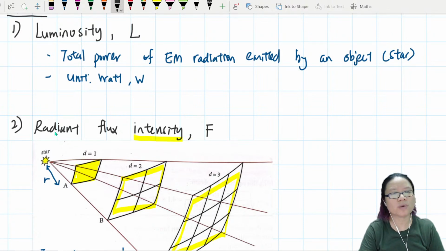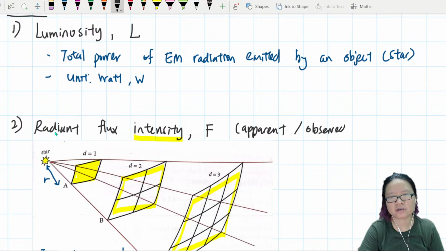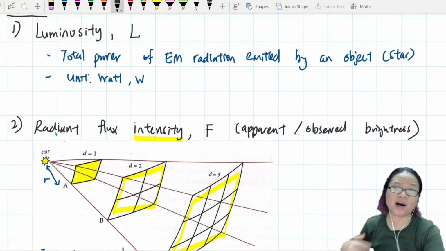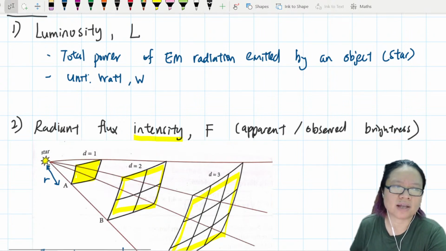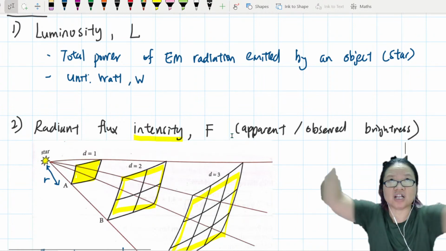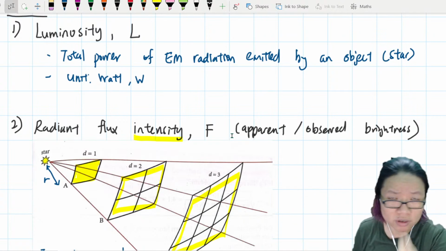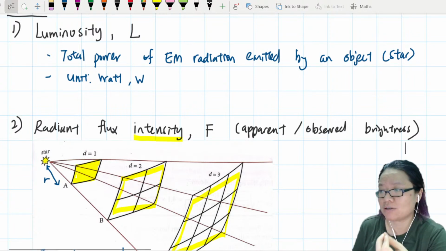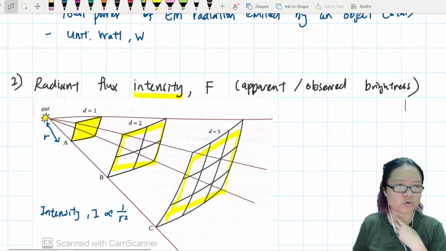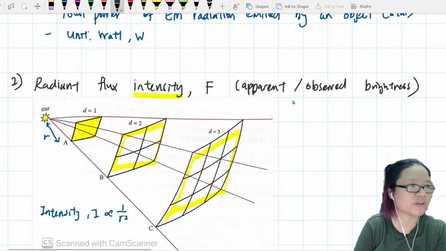Okay? And this one is just the apparent, observed brightness. So let's say we are very, very far away from a star, Proxima Centauri, that is the nearest star to us. And we are still quite far away from it. So we need to understand that the luminosity of the star, the total power, is being spread out over such a large area that by the time it reaches us on Earth, it's not going to look very bright compared to our own sun. Our own sun is always going to be the brightest.